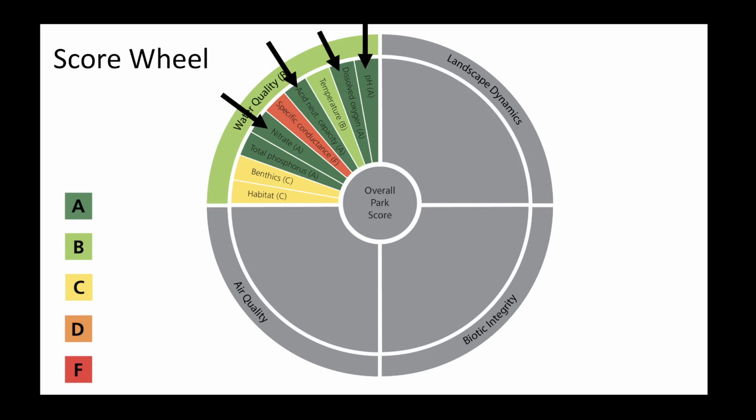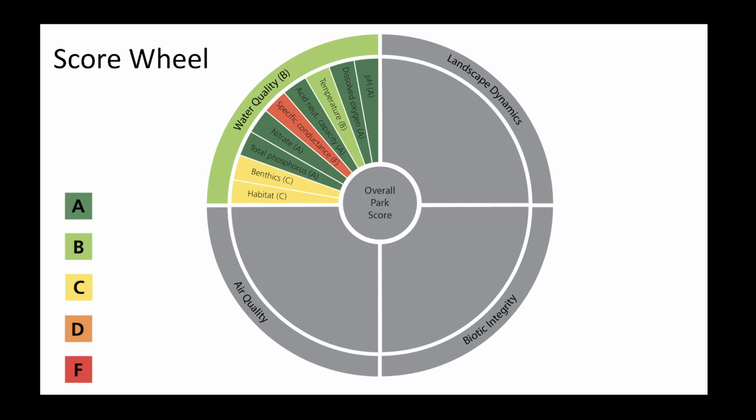nitrate, acid neutralizing capacity, dissolved oxygen, and pH also received scores of A and are in very good condition. Temperature has a score of B. It is shown in light green and is considered to be in good condition. Benthics and habitat each score a C and are shown in yellow, corresponding to moderate conditions. Specific conductance is red, failing to meet the reference condition and considered very degraded.